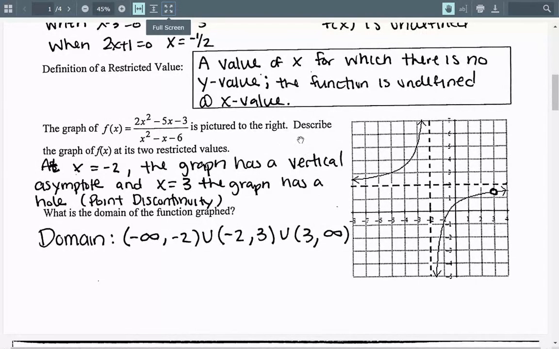So it says here to describe the graph of f of x at its two restricted values. So we would simply say at x equals -2, the graph has a vertical asymptote, and at x equals 3, the graph has a hole, point discontinuity. So our domain, while normally we would like for our function to be from -infinity to +infinity, we do have to remove -2 and 3, and so the domain would look like this.